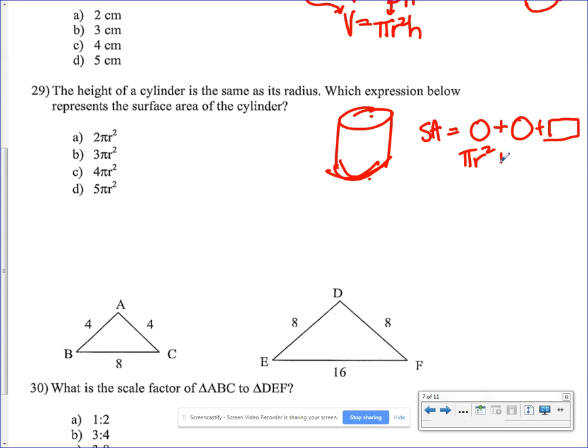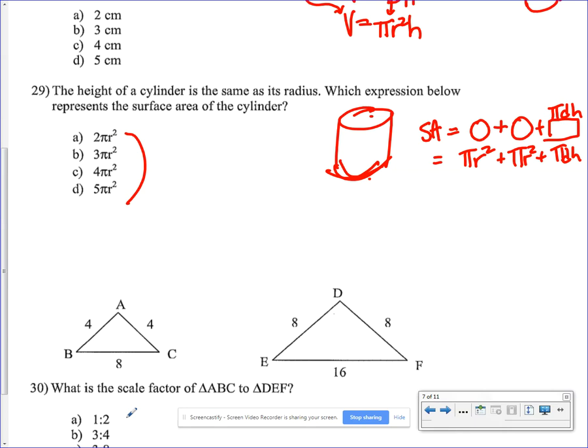Pi r squared for one circle, pi r squared for this circle, and the area of this rectangle is pi times diameter times height. What they're telling you is that the height is the same as the radius, okay? So instead of having an h, you could turn that into just another r. And diameter is always 2 times r. See if you can figure out which one of these matches up. That one's going to be a good challenge for you.